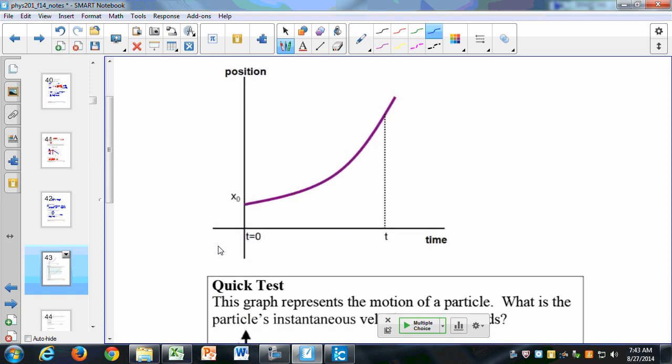So if you have a nonlinear graph and you want to know the instantaneous velocity at a particular time, say I want to know the instantaneous velocity here, I draw a tangent line like that, and the slope of that tangent line gives the instantaneous velocity at that point. Right, so the slope of the tangent line equals the instantaneous velocity.